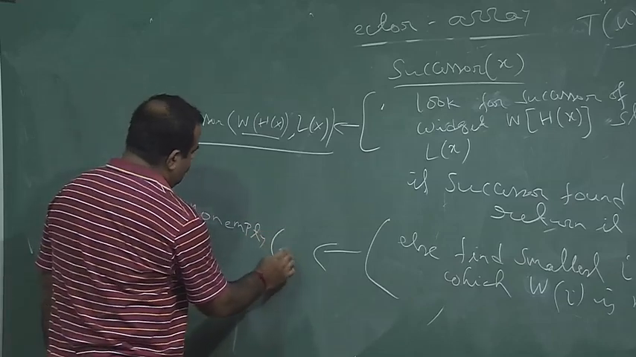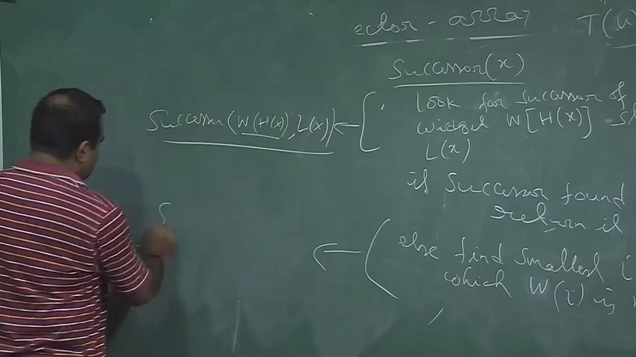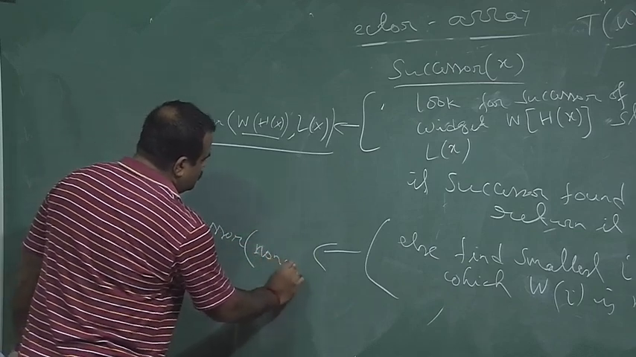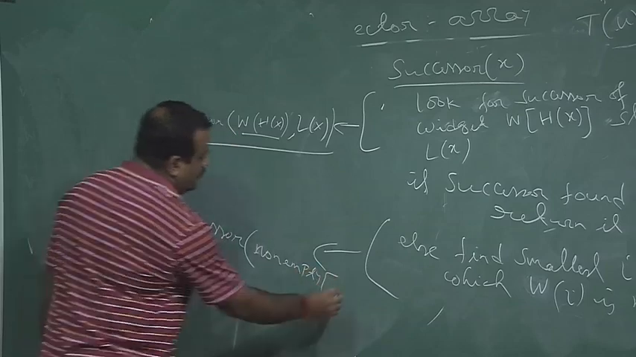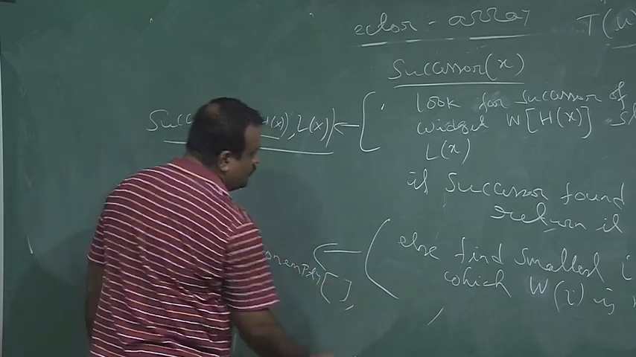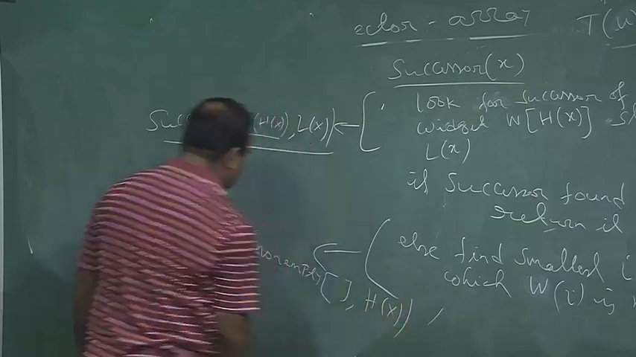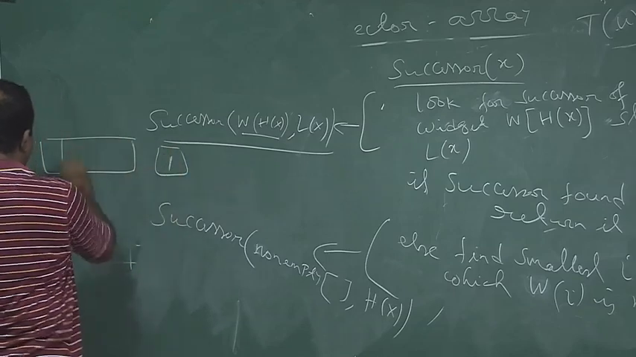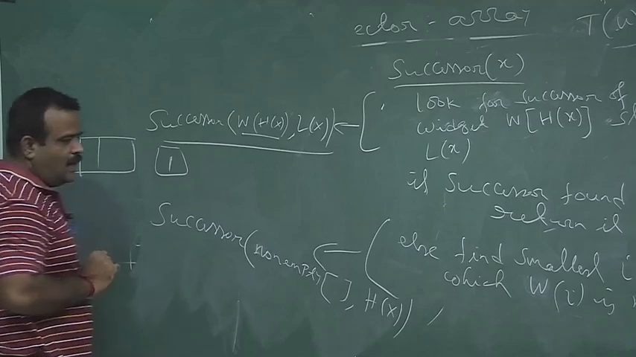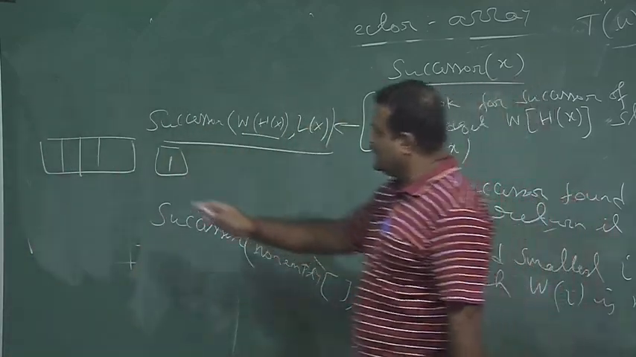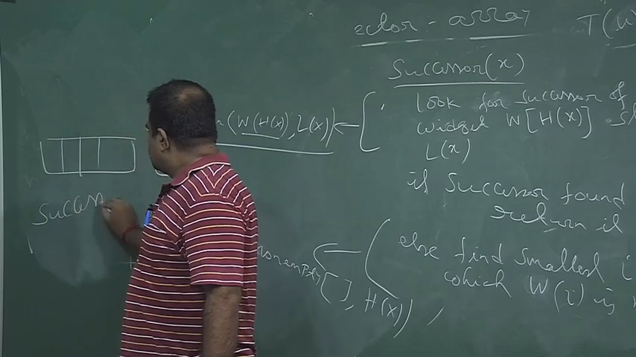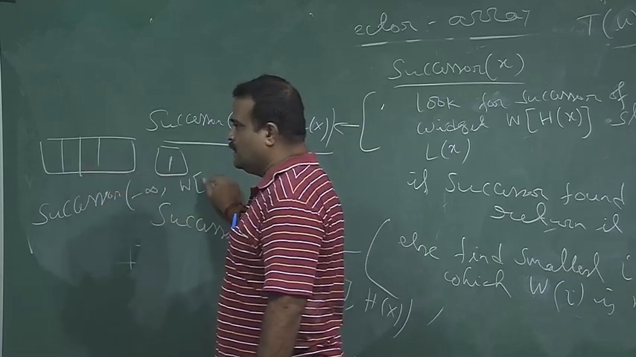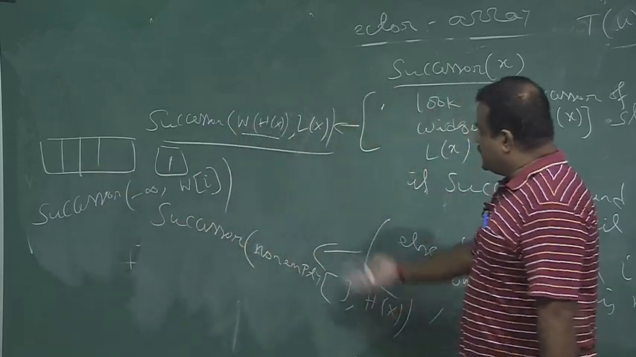So, let me write again: successor on the non-empty array after this h of x. So, this is also a successor call, and the last one, once we know this is non-empty. Now, here what are we looking for? We are looking for the first non-zero element. So, that is basically also a successor call of minus infinity in that widget W of i. So, basically these are 3 successor calls.